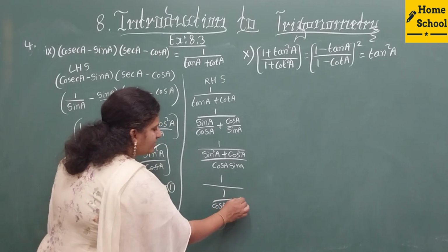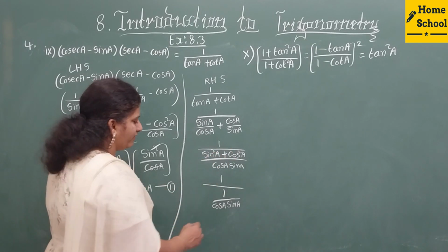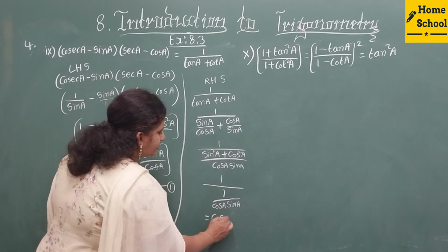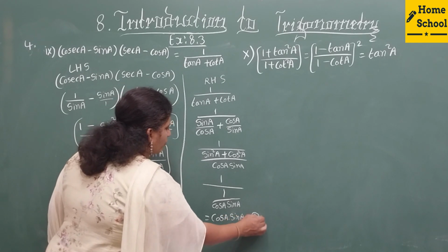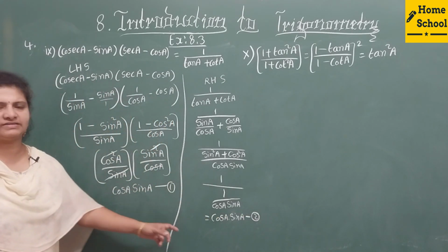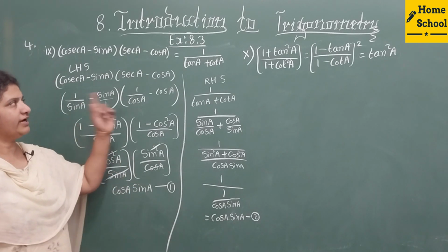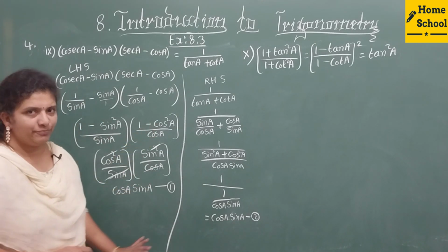So bring this reciprocal and multiply for 1, that is cos A into sin A. So observe carefully, both are same. LHS is equal to RHS. Therefore, rewrite the question and say hence it is proved.